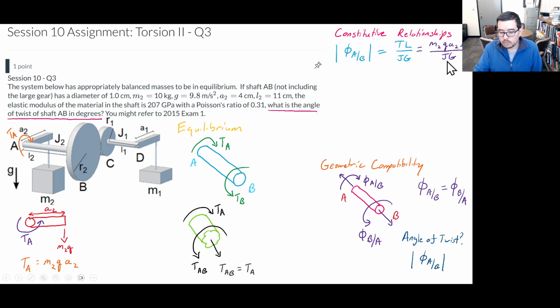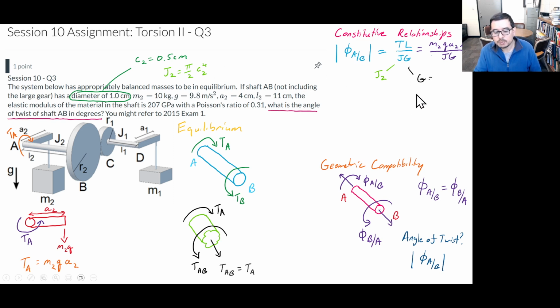In the pursuit of trying to figure out what J and G are, we can take a further look at the problem. It says that shaft AB has a diameter of 1 centimeter. So that means that C2, the radius of this shaft, would be half of that, which is half a centimeter. The second moment of inertia is going to be pi over 2 C2 to the fourth. So J2 will be given by pi over 2 C2 to the fourth, where C2 is equal to 0.5 centimeters.